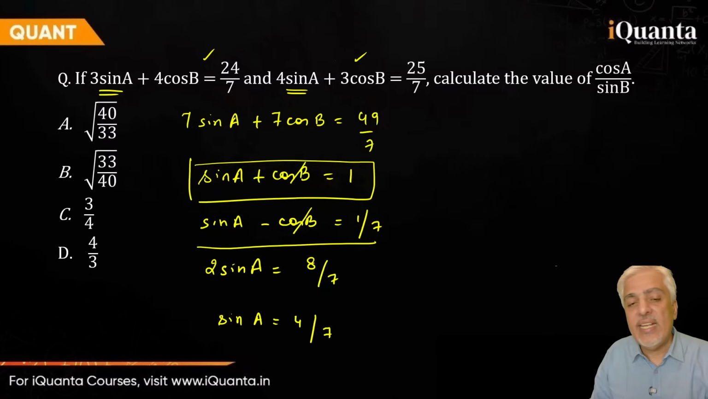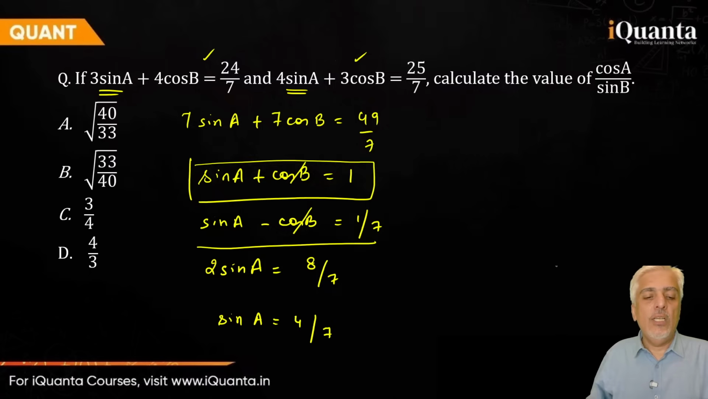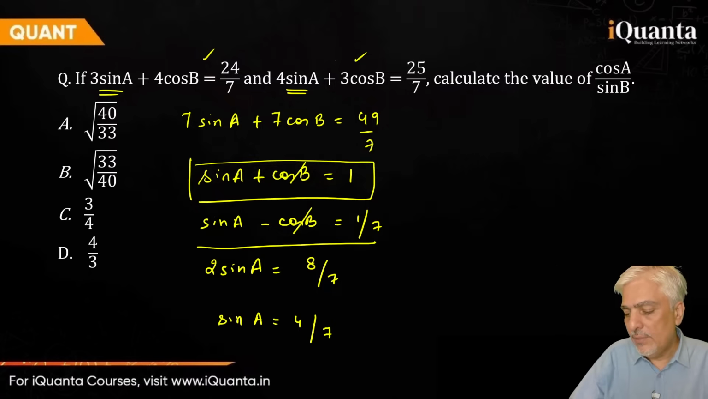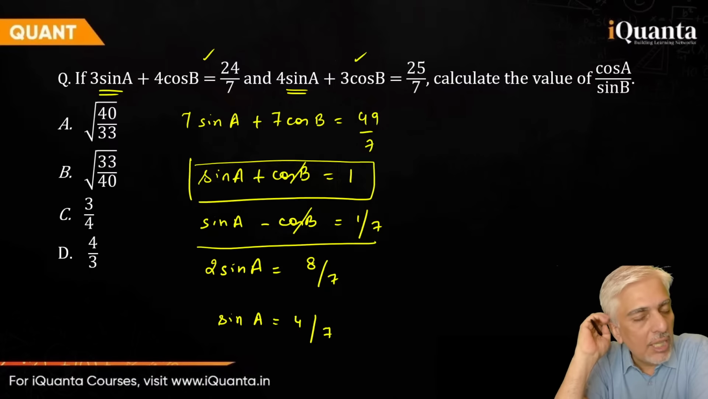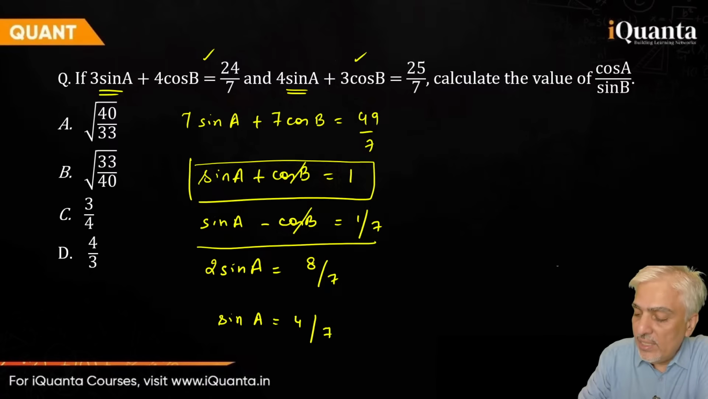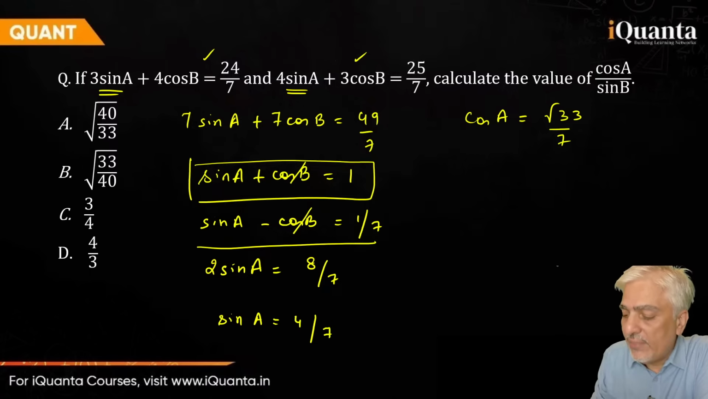If sin A is 4 upon 7, what will be cos A? You can use sin square A plus cos square A is 1, and Pythagoras theorem. 4 upon 7, so what will the third side be? 49 minus 16 will be 33, root 33. So oral calculation or whichever way you do it, this will be root 33. This is cos A, root 33 upon 7.